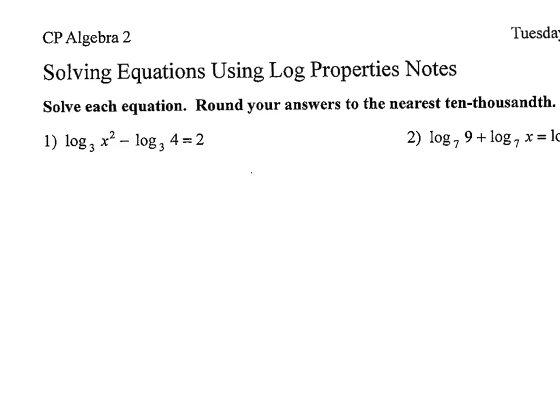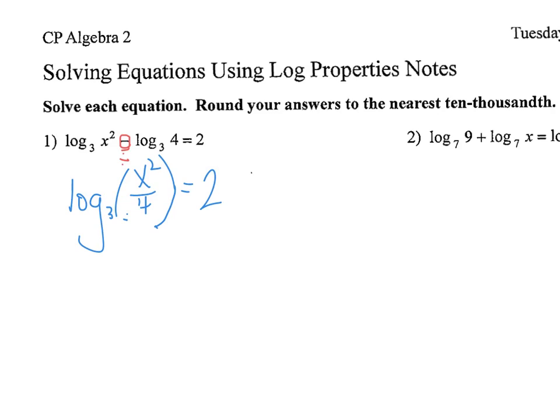If you remember back to the last couple days, the property that separated them with subtraction was a division. You use division of x squared and 4 to write it into 1 log base 3. That turns this equation into the log base 3 of the quotient x squared over 4 is equal to 2.